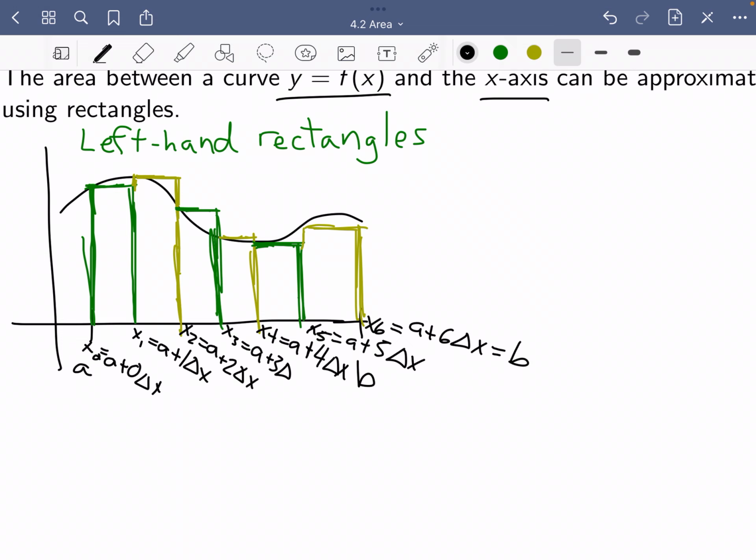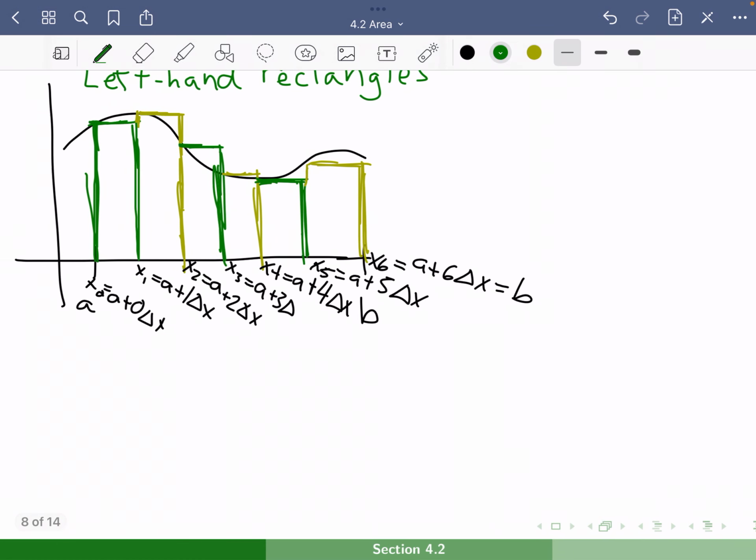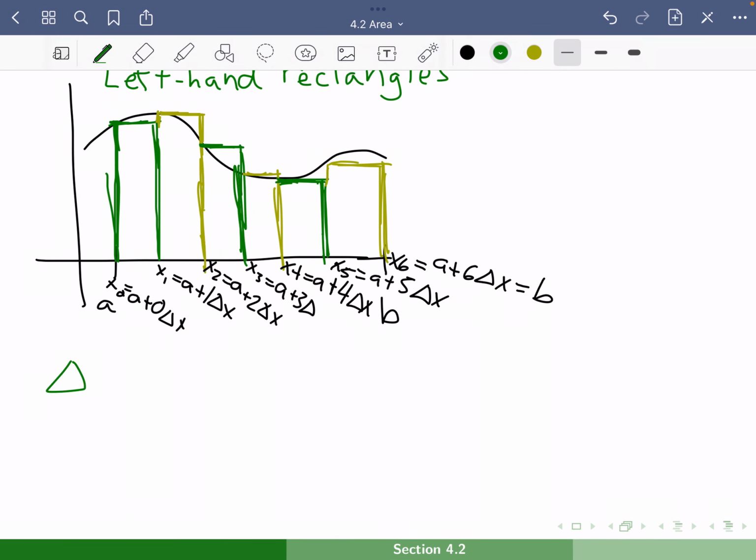If we're going to use equal widths, what is the width of each of those rectangles? Well, that width, delta x, how did we get that? We went from a to b. So b is this right-hand endpoint, and a is the leftmost endpoint of our interval. So the width is going to be b minus a divided by the number of rectangles that we have.